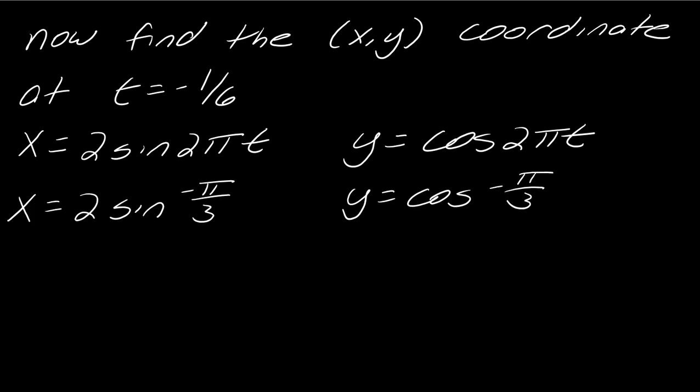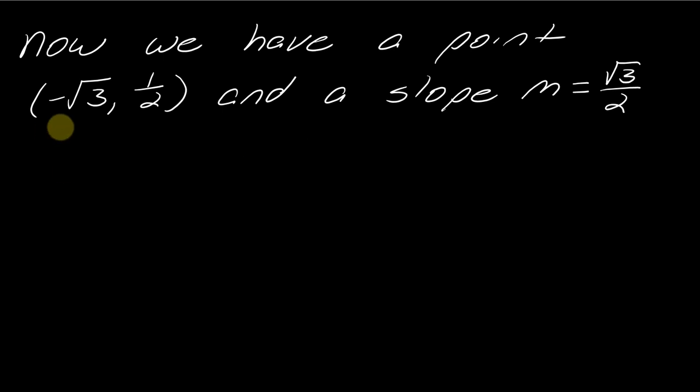So from here, I plug in my negative pi over 6. So these are the two values that I need to get. So I get that my x is going to equal negative square root of 3 and my y is going to equal 1/2. Okay, cool. And so now what that means is I have a point and I have a slope. So when you have a point and a slope, those are the two things that you need to define any line. And so this will be how I figure out what my tangent line is.